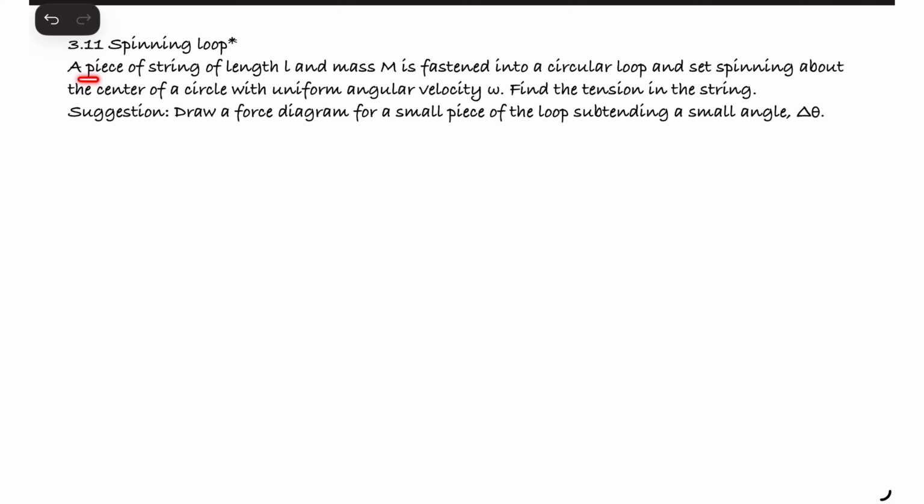It says you have a piece of string of length L and mass m that is fastened into a circular loop and set spinning about the center of the circle with a uniform angular velocity omega. Now, in this problem, we want to find the tension in the string. A suggestion is given here that we should draw the force diagram for the little piece of the string which subtends an angle delta theta at the center.